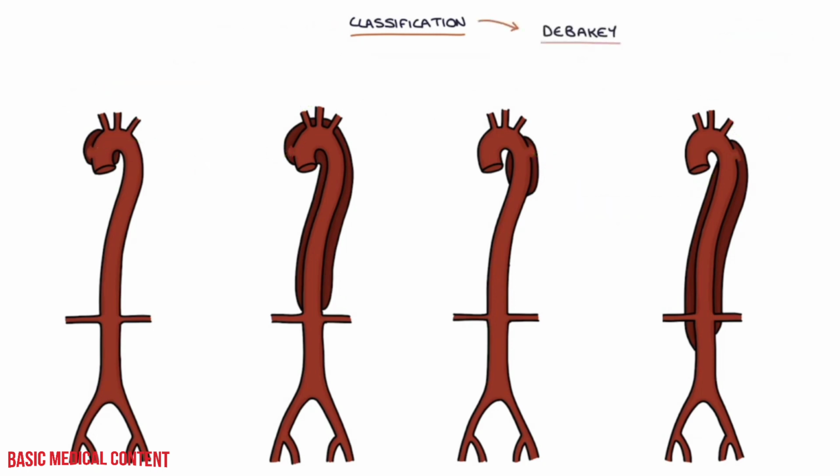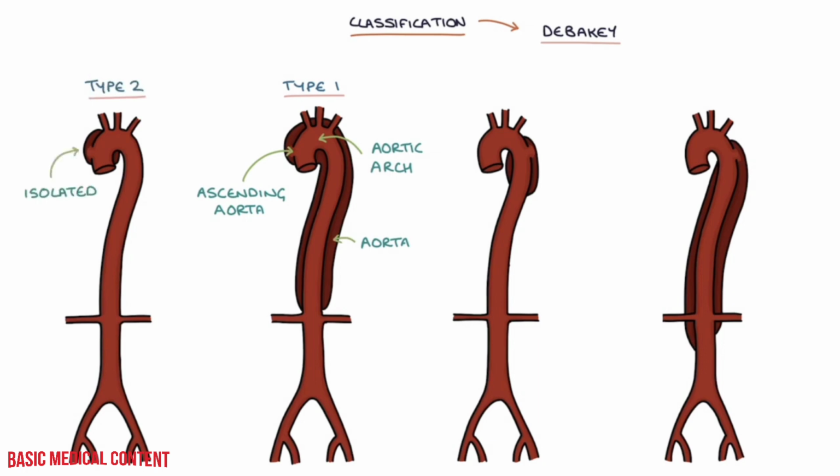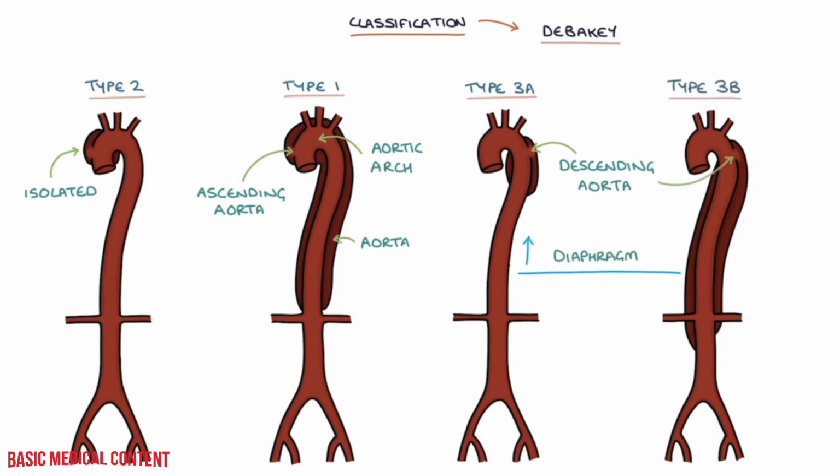With the DeBakey system, a type 1 dissection is where it begins in the ascending aorta and involves at least the aortic arch, if not the whole aorta. A type 2 dissection is when the dissection is isolated to the ascending aorta. A type 3A dissection refers to when it begins in the descending aorta and involves only the section of the aorta that's above the diaphragm, so it doesn't go below the diaphragm. And finally, a type 3B dissection refers to when the dissection begins in the descending aorta and involves the aorta extending below the diaphragm.